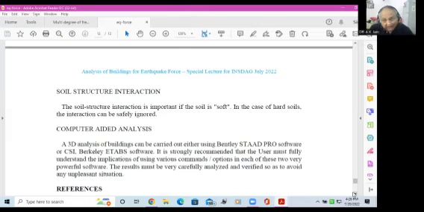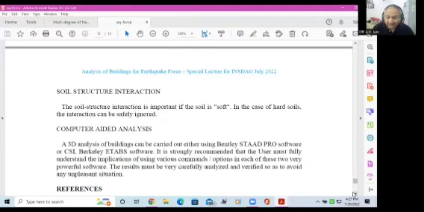So the recommendation is, if your building is very important, and the soil is soft, okay, out of three categories: hard, medium, and soft. If the building happens to be on soft soil and the building is very important, you may wish to go for soil structure interaction. Otherwise, for routine buildings, there is no need to carry out soil structure interaction.